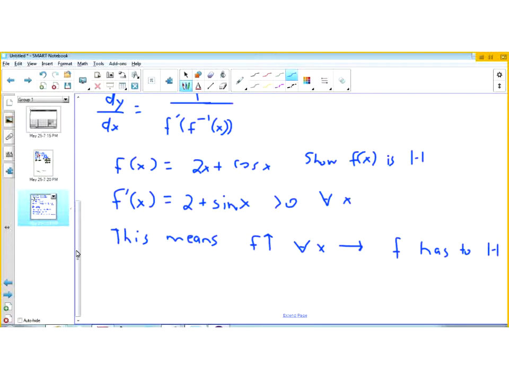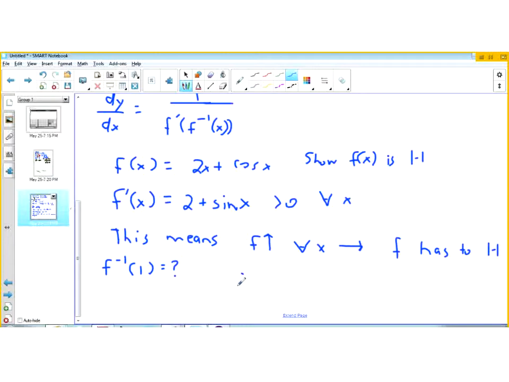So the question is, can we find f inverse of 1? What is that equal to? Well, do you want to sit here and calculate the inverse of this function? I certainly should hope not. That would be very complicated indeed. So how do we calculate this?